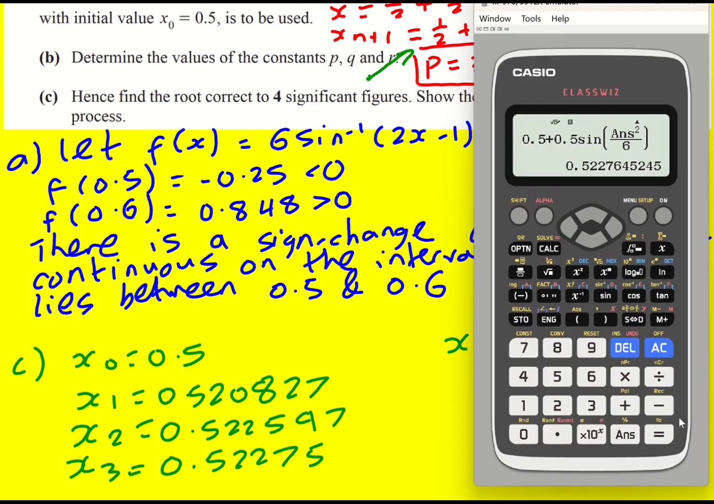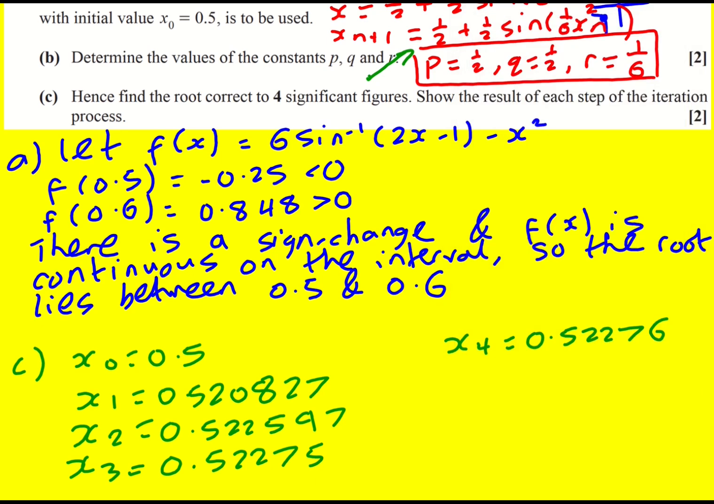So it looks like it's going to stay. Just press it a few more times now. Yeah, it's staying as that 7, 6. It's going to be to 4 significant figures, 0.5228.